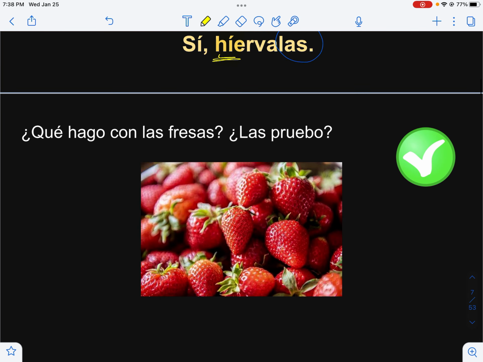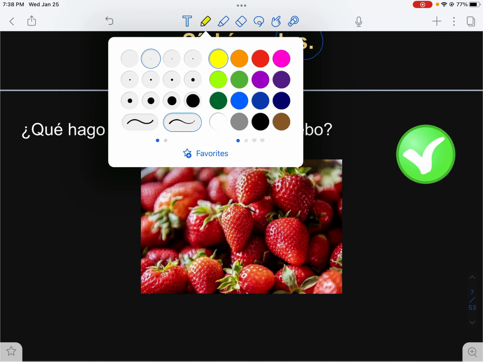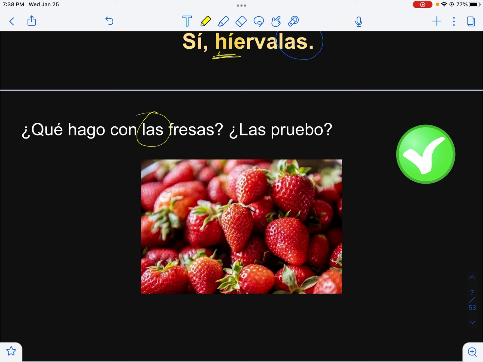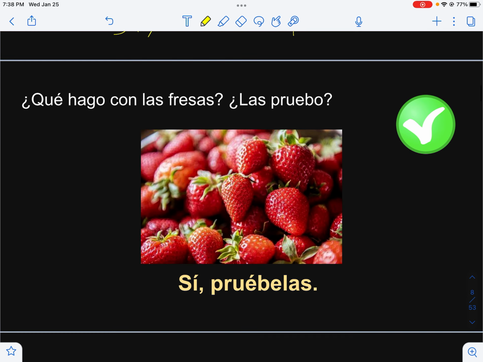Aquí tenemos las fresas. Otra vez, I'm just going to put las fresas. So we're going to put a las at the end. We start with our sí. We're going to switch the ending to give us sí. Pruébelas. Remembering to put an accent on that first syllable so we still emphasize it.